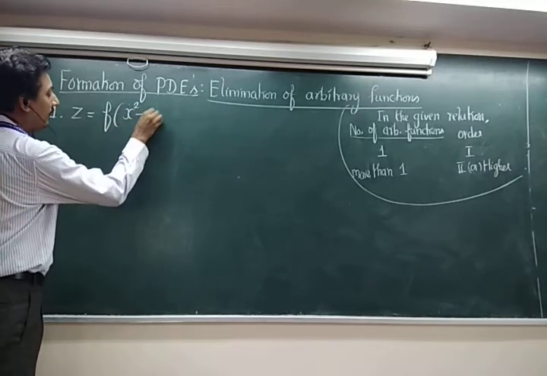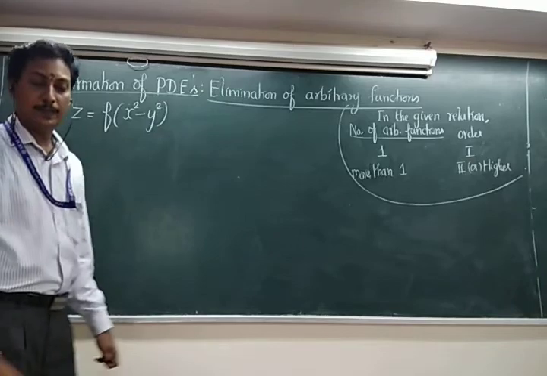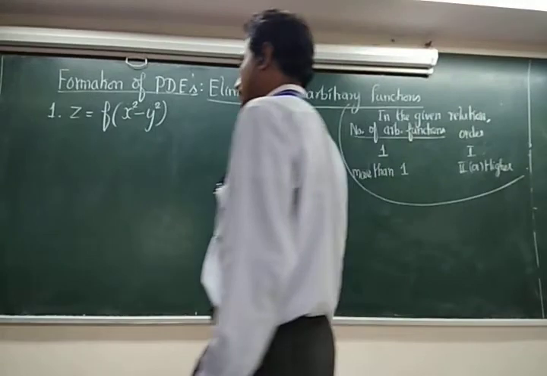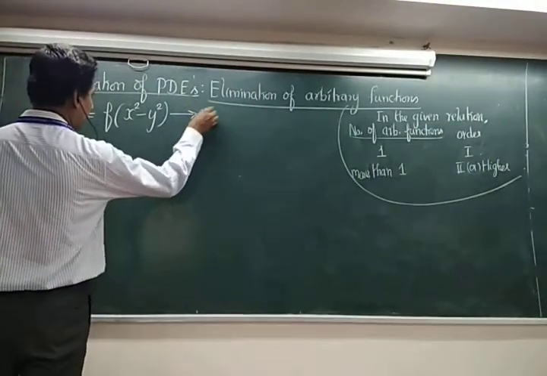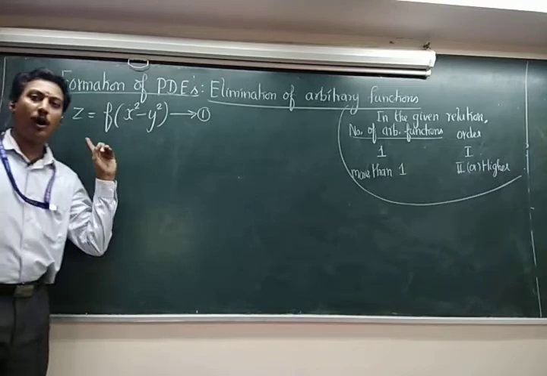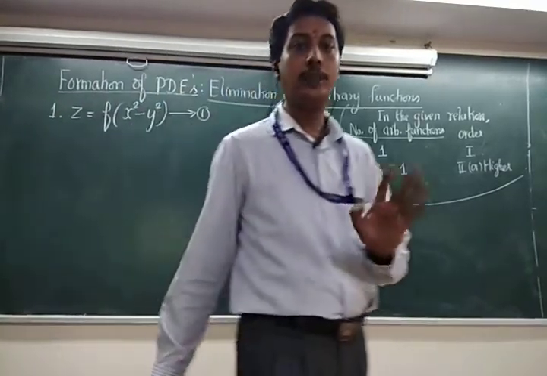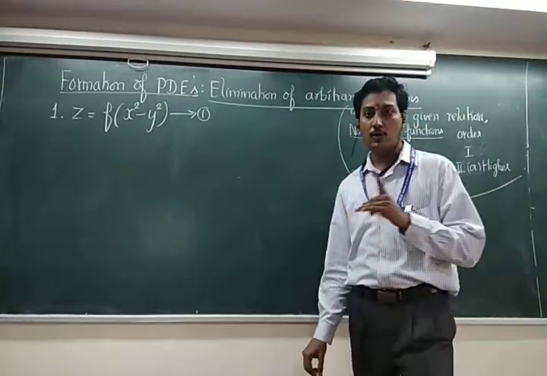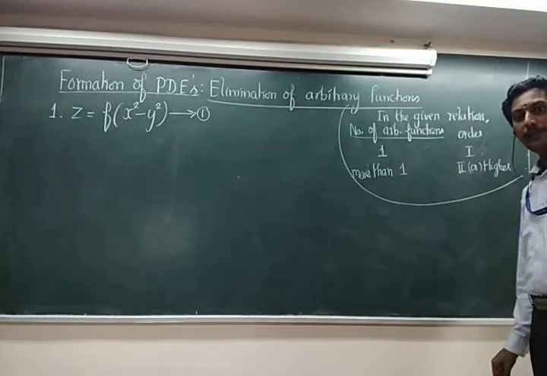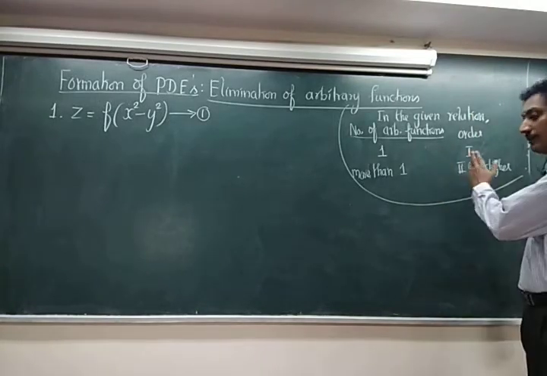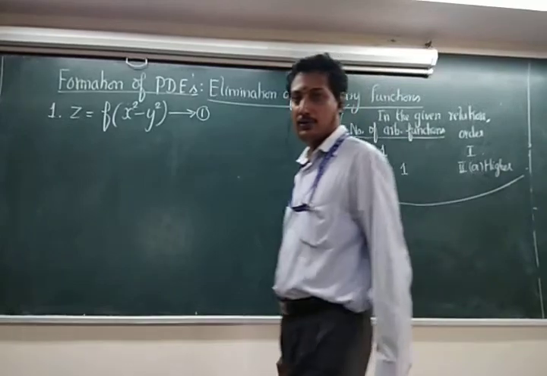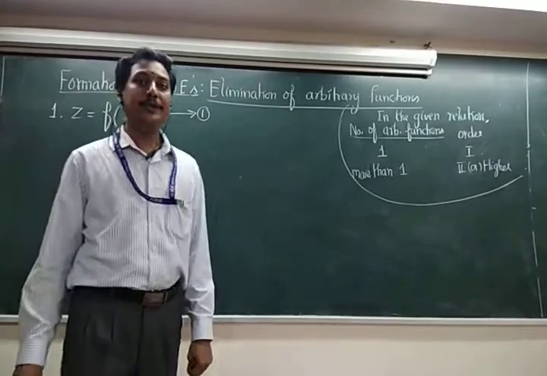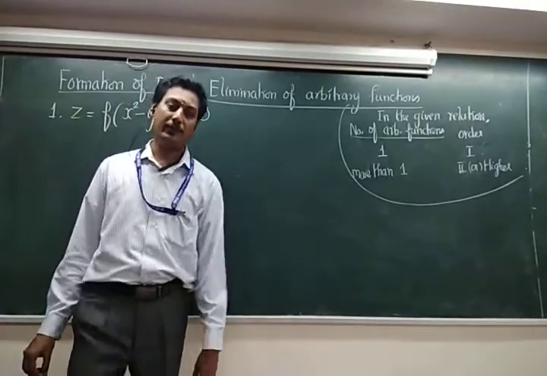x squared minus y squared. Suppose I consider z is equal to f of x squared minus y squared. So this is the given relation. There are no arbitrary constants, only one arbitrary function f is there. So how many functions? Only one. So by eliminating the arbitrary function, we get the first order partial differential equation, isn't it? So if it is a first order partial differential equation, how many times do we differentiate? Only one time. So let us see.